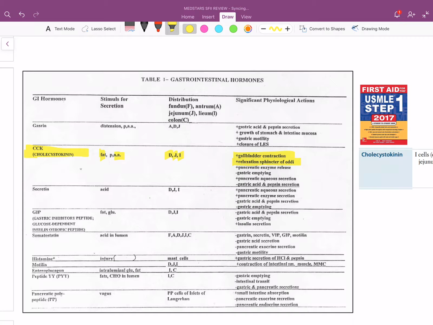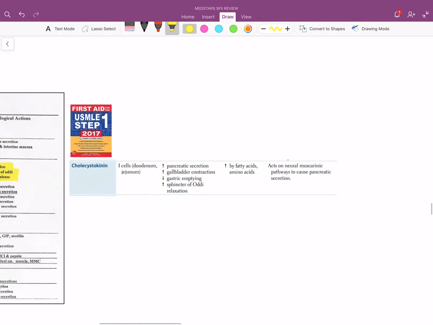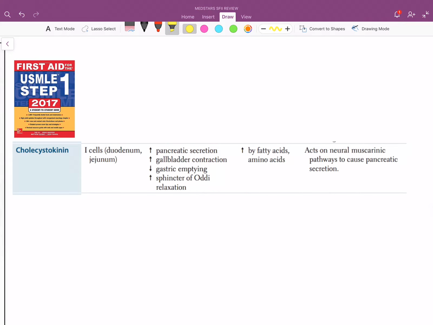It's also going to tell the pancreas to secrete its enzymes, right? We talked about what those enzymes are, trypsinogen, all those kinds of things. Yeah, that's basically what you've got to know about that. And you just hear how First Aid has it. First Aid has it more simply.